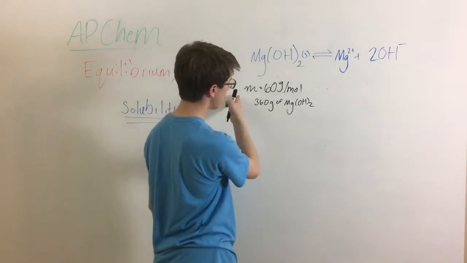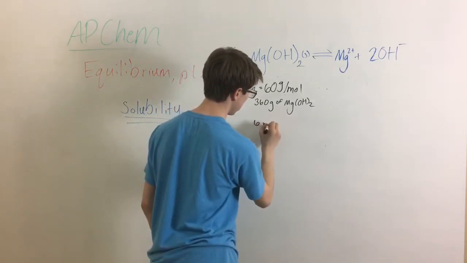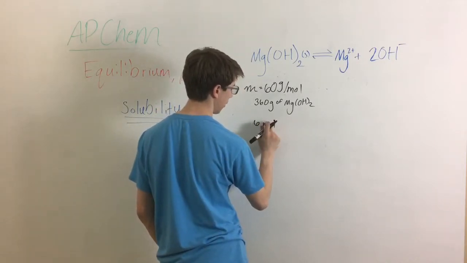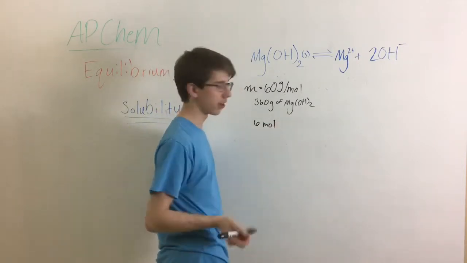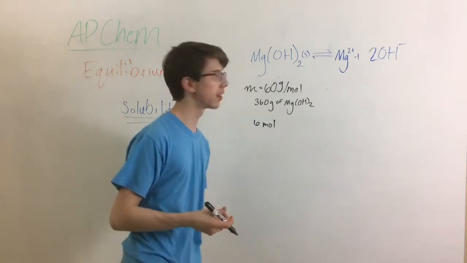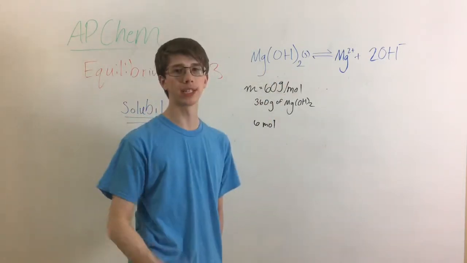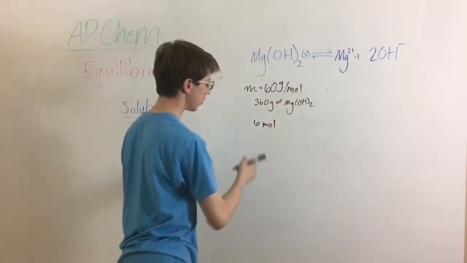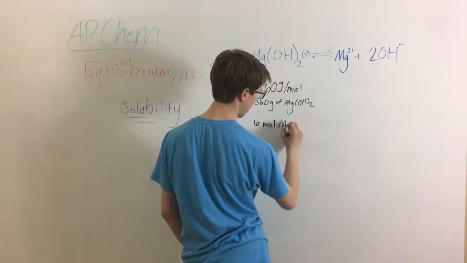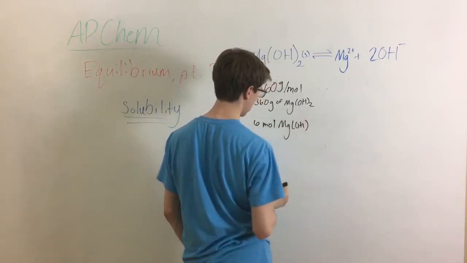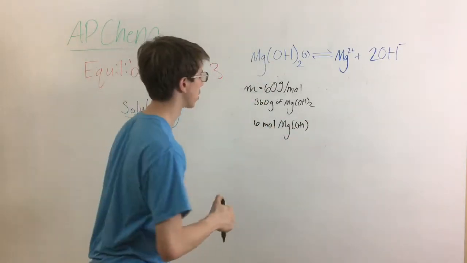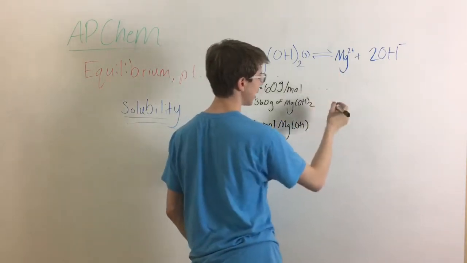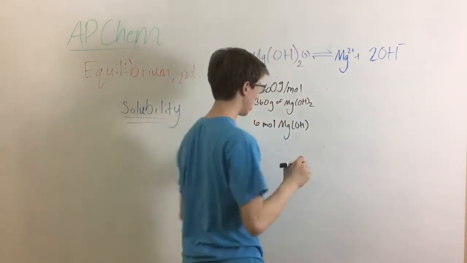So if we have 360 grams of magnesium hydroxide, then how many moles do we have? Well, we have 6 moles. And say that this is actually in a solution of 1 liter, so this is really 6 molar, but this is a solid, so we don't really consider it molar because it's not an actual solution, it's solid. So this is 6 moles of magnesium hydroxide. Say we're given 6 moles of magnesium hydroxide. Well, this is not 6 moles of magnesium. Why? Because the KSP value is a lot smaller.